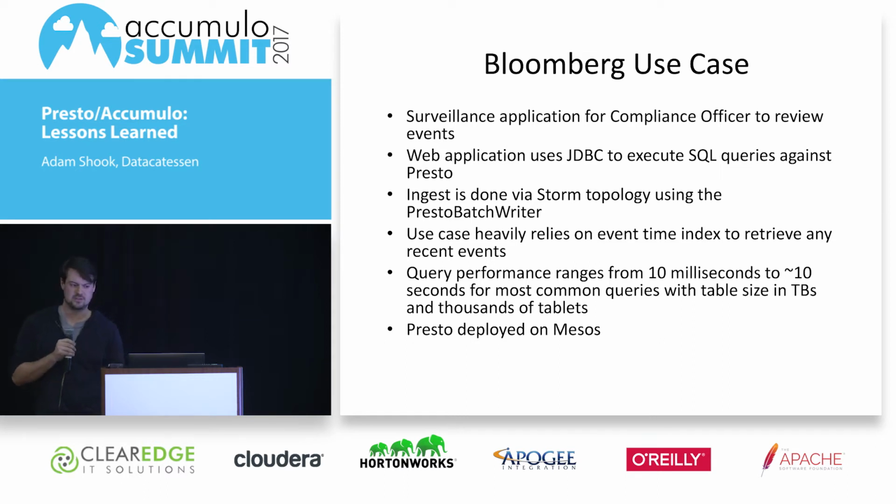So we're indexing a bunch of different columns, but it turns out that the event time is pretty much the only important one for the actual major use case. But for ad hoc queries, we'll leverage the other indexes. Query performance is 10 milliseconds to about 10 seconds, depending again on how much data is being processed. Table sizes are in terabytes on thousands of tablets, and we're deploying Presto and Accumulo on Mesos on bare metal.